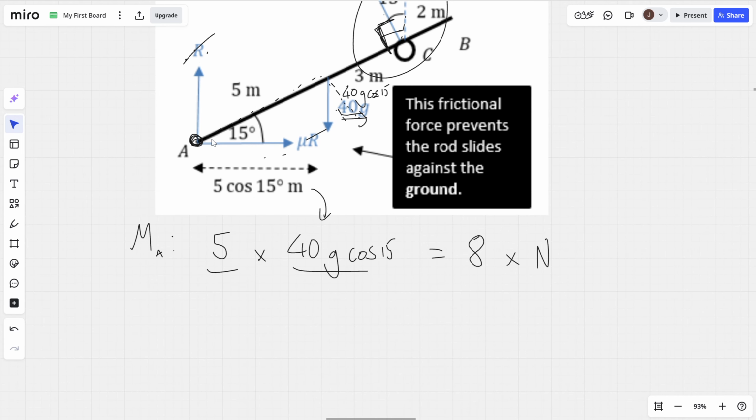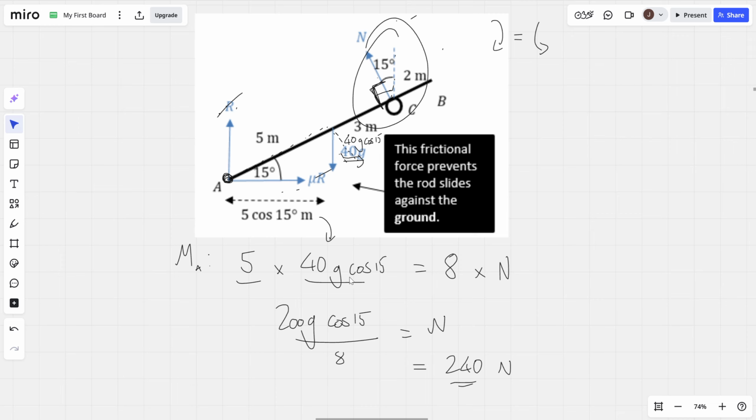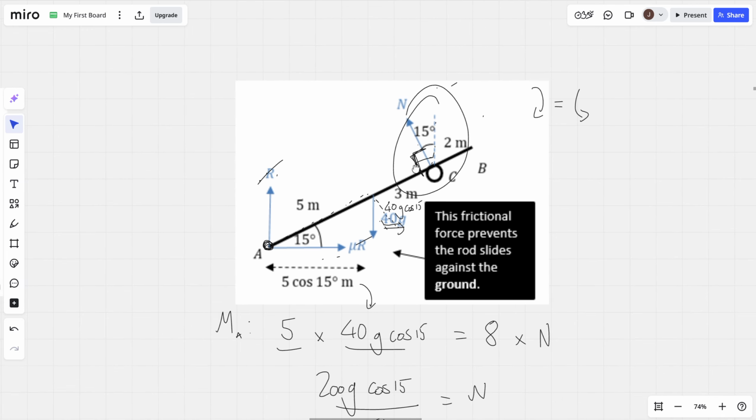Okay, so that's the moments calculation. There are no other forces that create a moment going away from the ground. So 200g cos 15 divided by 8 is going to be equal to our normal, which is 240 newtons to two significant figures. Okay, because it's a peg, this is a nice question. When it's not a peg, you'll see that this will be a little bit more involved. So this part of the question is nice. Unfortunately, another part of the question is going to be a little bit more difficult.